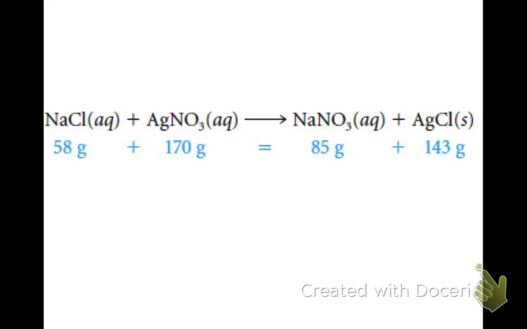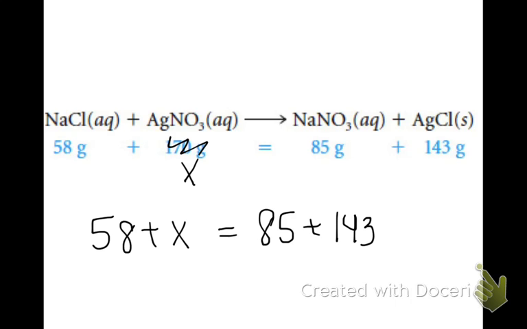So here we have sodium chloride and silver nitrate producing sodium nitrate and silver chloride. If we take the mass of the reactants, 58 grams plus 170, it equals the mass of the products, which is 85 grams and 143 grams. So when we add the reactants together, it should equal the mass of the products. Sometimes you'll have equations where they'll tell you the mass of one of the reactants and the mass of the products, and you have to figure out what the other one is. In this case, they might have made this x. So you just make this 58 plus x produces 85 plus 143, and then solve from there.